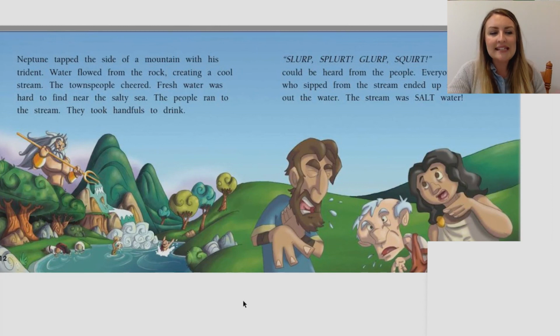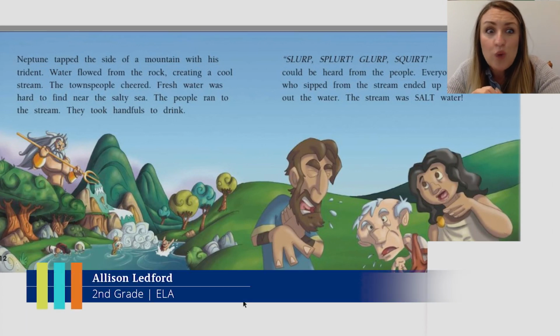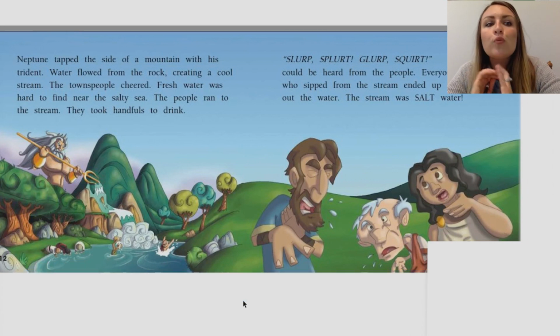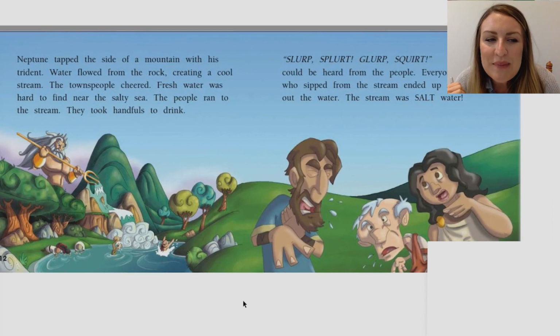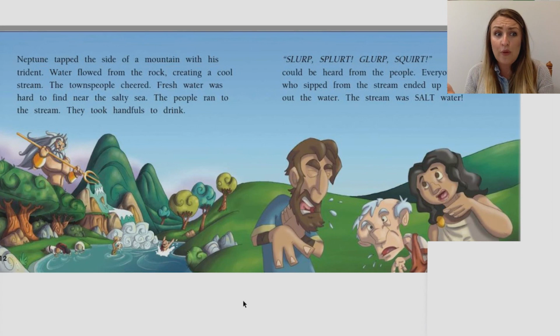Neptune tapped the side of a mountain with his trident. Water flowed from the rock, creating a cool stream. The townspeople cheered. Fresh water was hard to find near the salty sea. The people ran to the stream. They took handfuls to drink. Slurp, slurp, slurp, glurp, squirt could be heard from the people. Everyone who sipped the stream ended up spitting out the water. The stream was salt water.